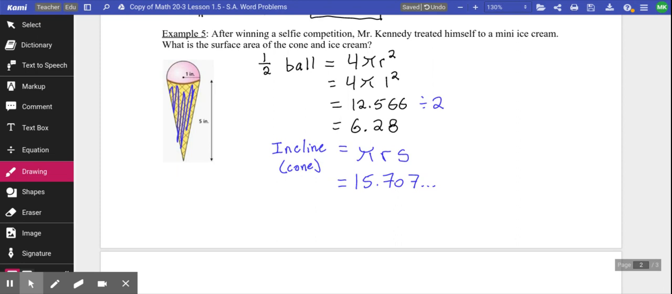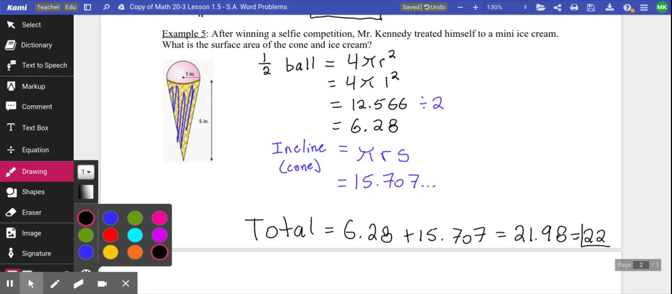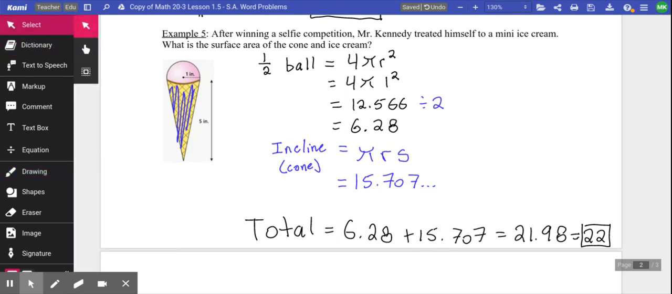You now have the cone and the ice cream. You can add up to get your total. It's 6.28 plus 15.707. And you should get 21.98, which would round to be 22. And that's inches squared, yes. Yeah, Jason. Yes, sir. A lot of work to get to these, right?